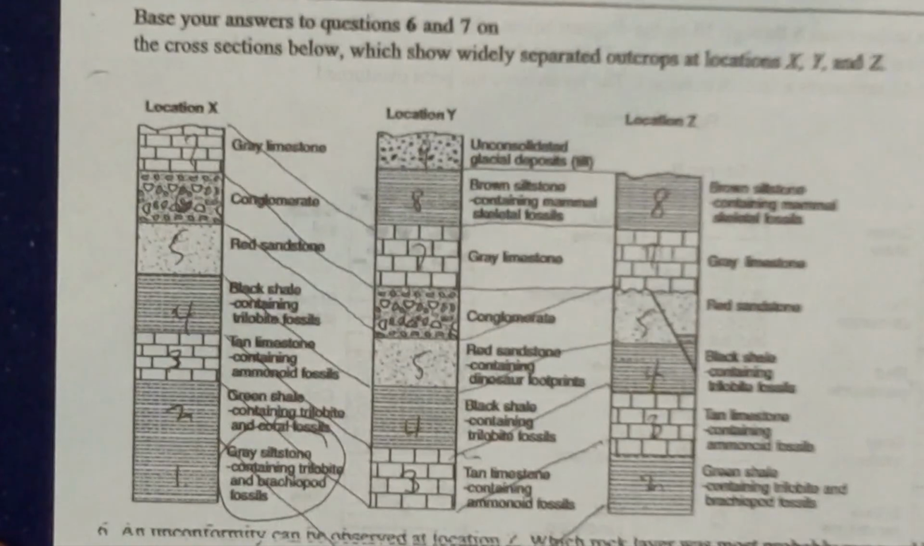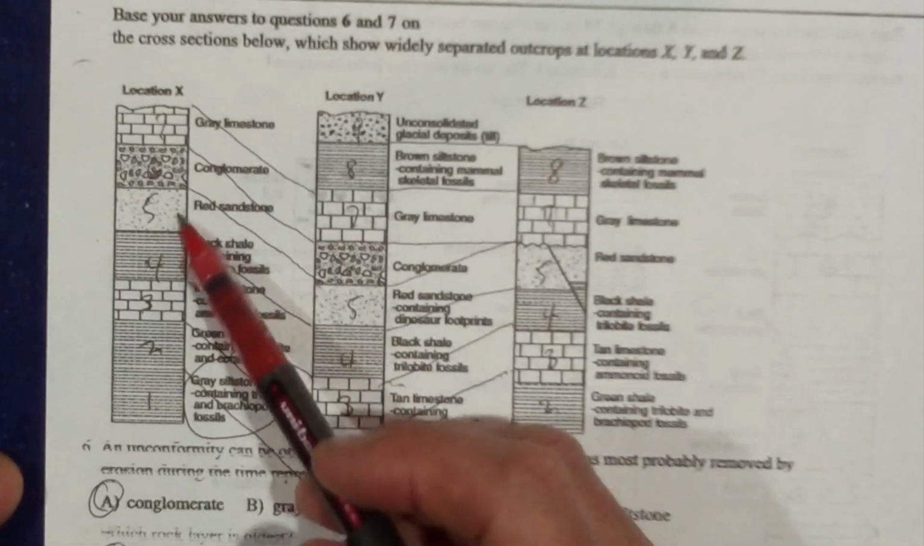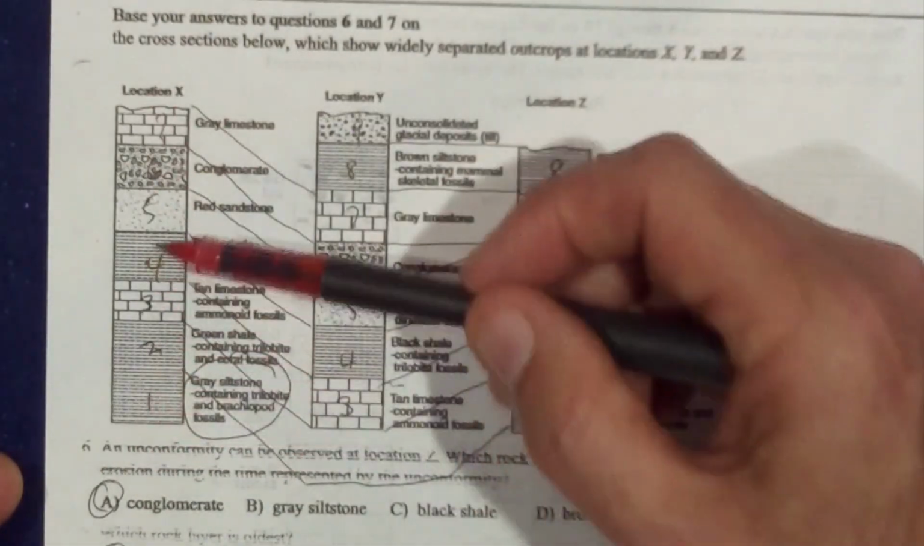In number 6, I spent some time correlating again, matching up the different rock layers like this conglomerate here and this gray limestone, matching up things like the red sandstone here with the red sandstone. And after I get done, I drew the lines along the bottom here, and I numbered things 1, 2, 3, 4, 5, 6, 7. There's no unconformities there.